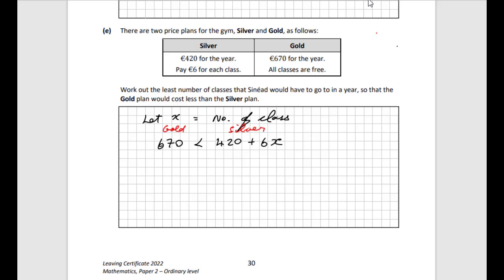So let's just work out this inequality then. Bring over the 420, subtract 420 from both sides. That gives you 250 is less than 6x. Divide by 6, that gives 41.66, and so on. Now you can't have 0.66 of a class, you either attend a class or you don't, so x has to be greater than 41. So our answer is 42 classes.